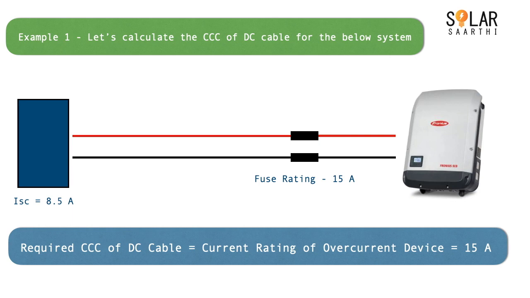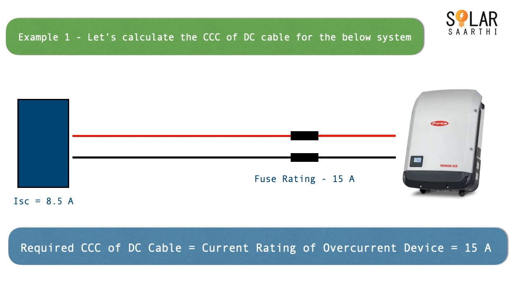As seen in the formula before, the required current carrying capacity in the case where the overcurrent protection device is provided should be equal to the current rating of the overcurrent protection device. So in this case, where we have a 15 ampere fuse, the minimum current carrying capacity of the DC cable that we need to select should be equal to or more than 15 ampere. It should not be less than 15 ampere.